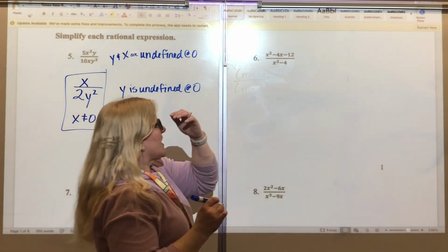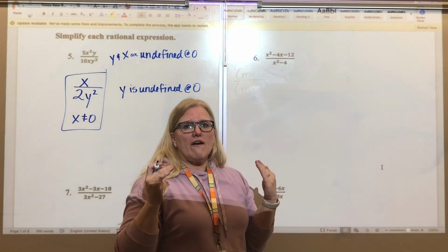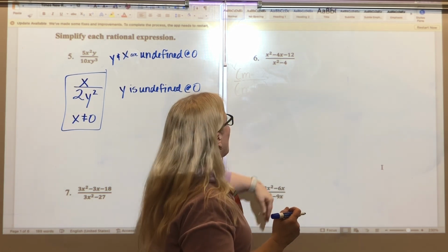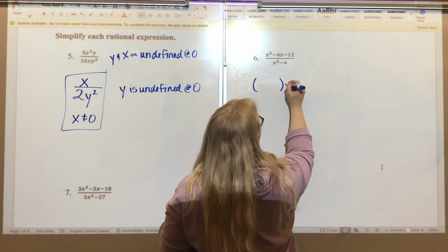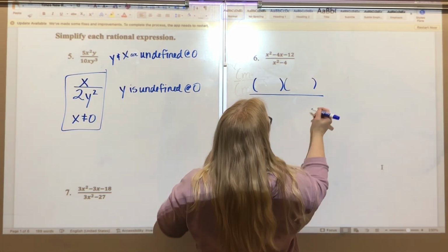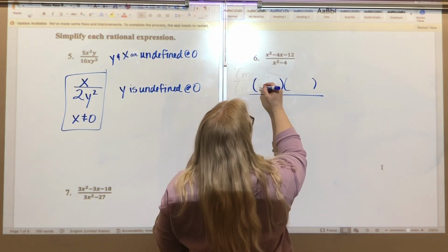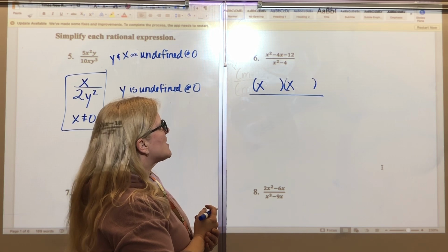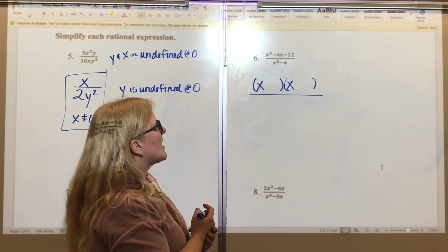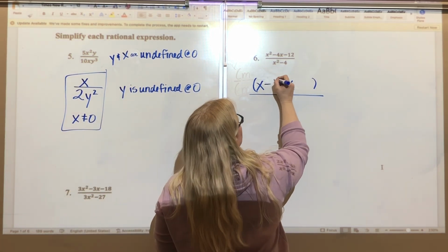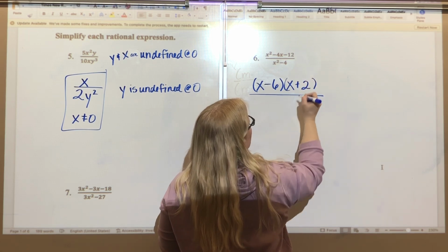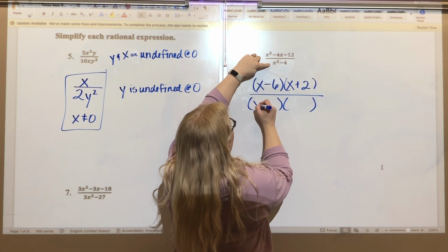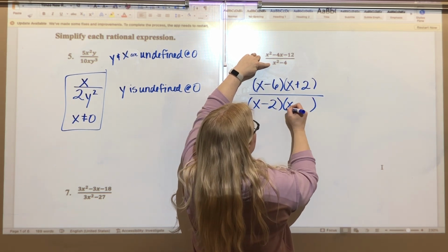All right, number 6, factor first. Factor first. Okay, so I have here x squared minus 4x minus 12. What multiplies to give me negative 12 and adds to give me negative 4 is negative 6 and positive 2. And then x squared minus 4 factors to x minus 2, x plus 2.